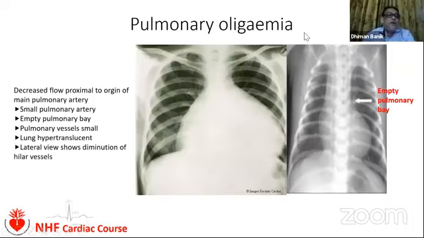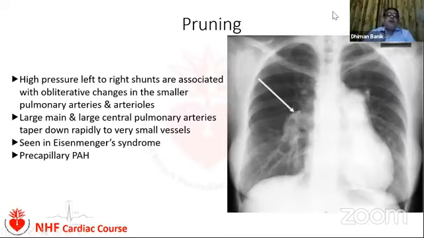Pulmonary oligemia is said to be when there is decreased proximal or origin of the main pulmonary artery. This is due to small pulmonary artery or empty pulmonary bay as seen in mitral stenosis, or the pulmonary vessels are small, and the lung fields are hypertranslucent in case of oligemic lung field.